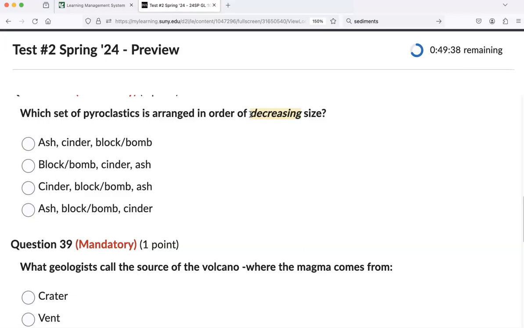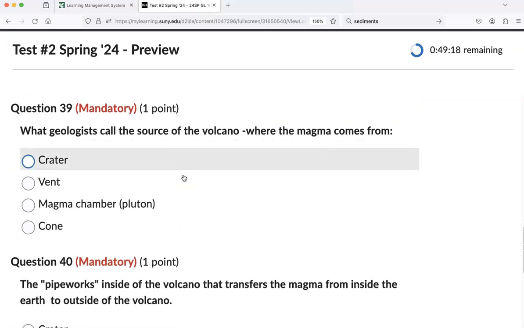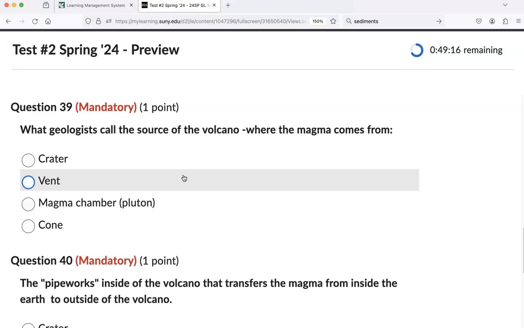And I don't know if it was in the days before PowerPoints, but I was talking about these one day, and I said block, bomb, cinder, ash. And somebody in the back row, it was in a lecture hall, it was that long ago, they're like, did you say bong? I'm like, no, that is not where bongs come from. Obviously talking to a bong before class that morning. I don't know what they were up to, but bomb with a B.